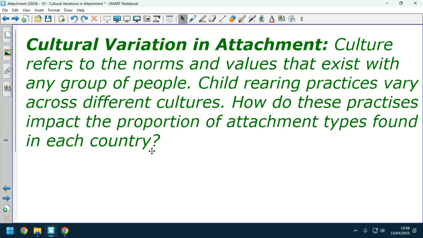Before we start, we can have a look at a basic understanding of culture, talking about the norms and values that exist within a particular group. What we're going to specifically try and have a look at is to see whether cultural child rearing practices will impact how the attachment type looks. And we see that Van Ijzendoorn looks at how these practices impact the proportion of attachment types in these particular countries.